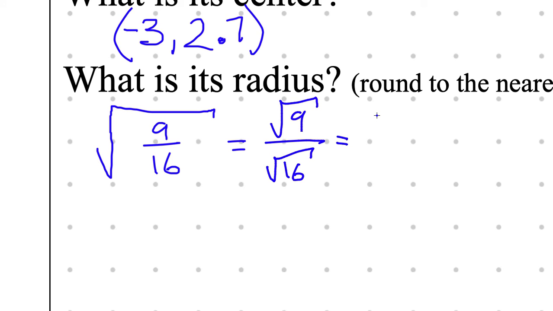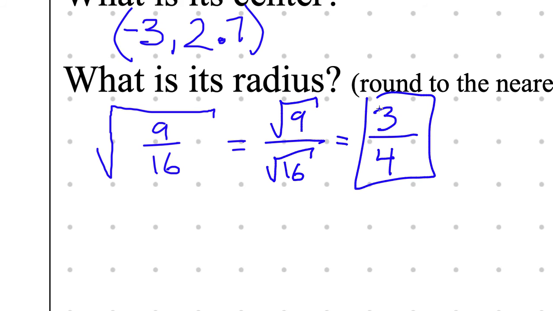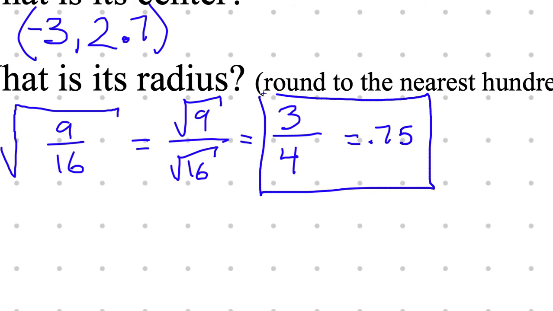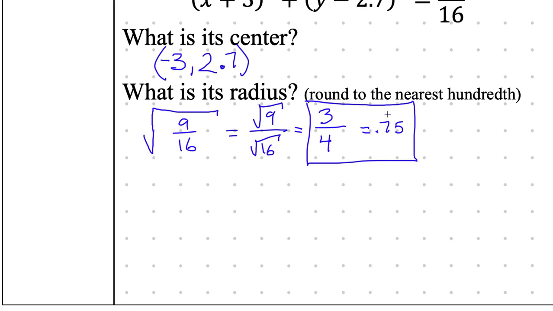Square root of 9. Square root of 16. Careful. Done. Cohen has told us that the radius is 3/4. And if I need it as a decimal, I can say that is equal to 0.75. Either way is fine. Both of these are okay on Khan Academy.